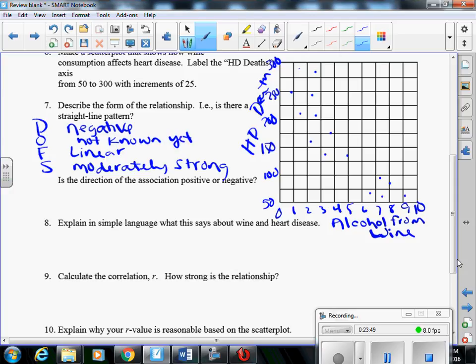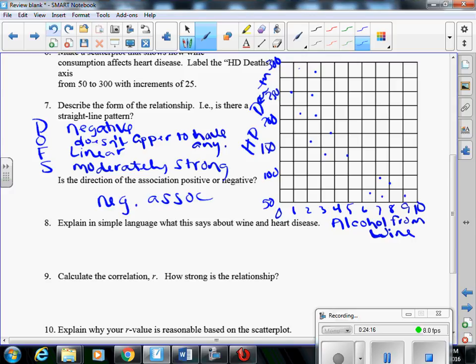yet. Or you can write down, I'll even erase that. Maybe we'll say doesn't appear to have any. We don't know this for sure yet, but we are going to just make a statement that we don't think it has any yet. So is the direction of the association positive or negative? We already kind of said this. So it's a negative association.